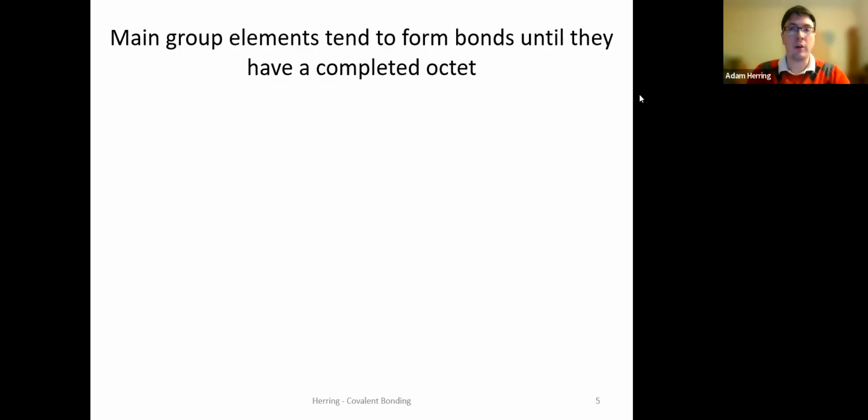As we mentioned before, elements in the main groups tend to form bonds in order to have a completed octet. We talked about this in the context of ionic bonding, but it's also true for covalent bonding. Let's say that we have a carbon atom. Carbon has 4 valence electrons, and so in order to have a completed octet, it needs to gain 4 more electrons.